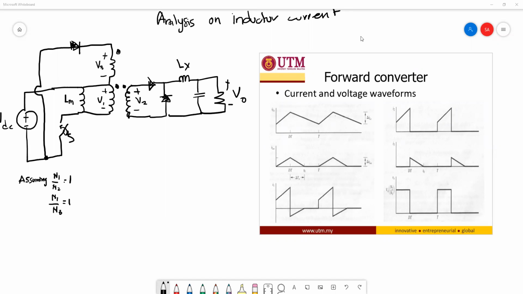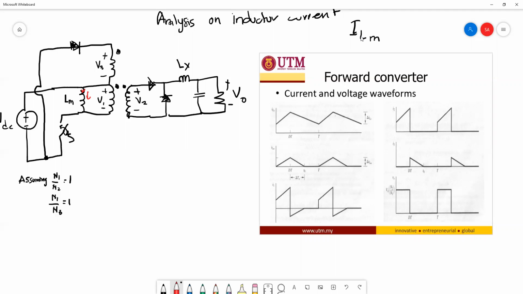So we continue on the forward converter, but more on the analysis of the inductor current. The inductor current that we are focusing on is the magnetizing inductance current, which is here. This is the ILM.